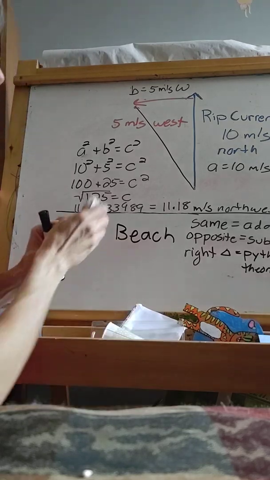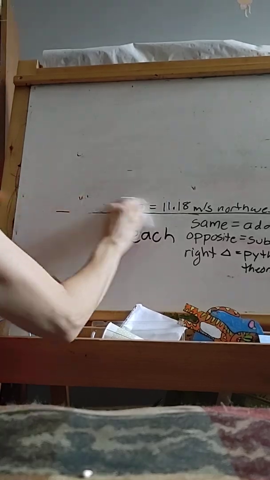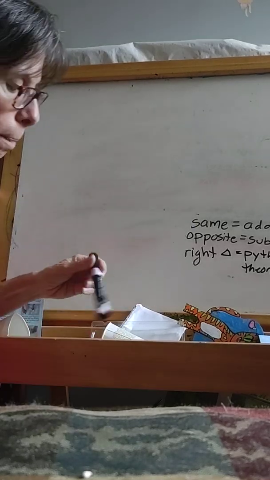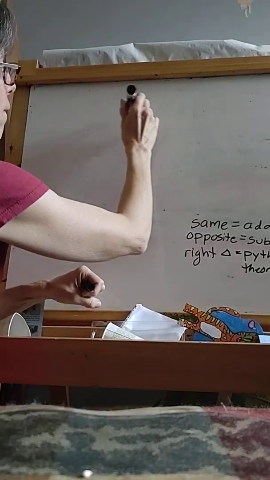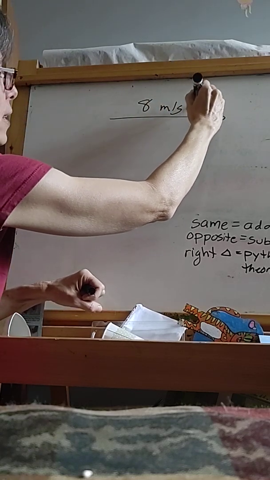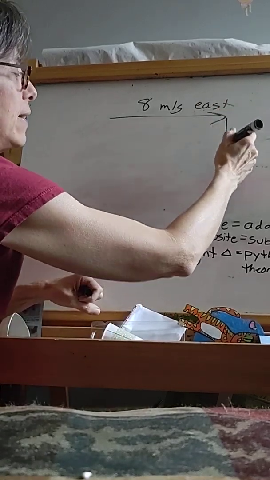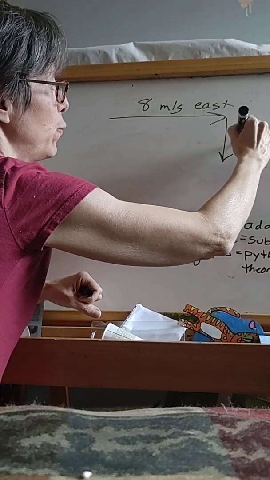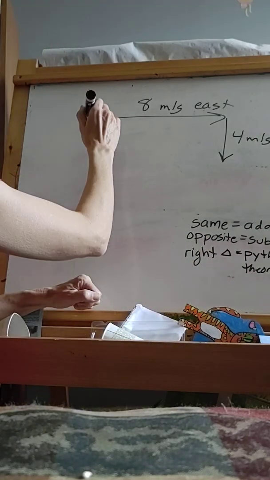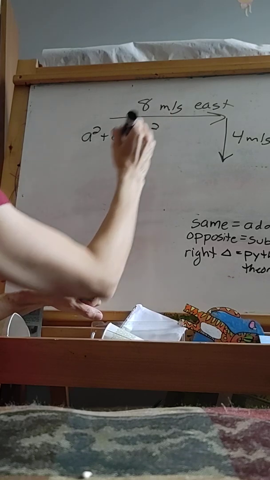Let's go ahead and do another one of those. We're not going to do a huge number of these problems in physics, but these are the problems that most people think are a little bit difficult. So we're going to practice one more of those right angle vectors. Let's say that we have a vector that is 8 meters per second to the east. And then let's say we have a vector that is, I'm going to say 4 meters per second to the south. The Pythagorean theorem says a squared plus b squared equals c squared.